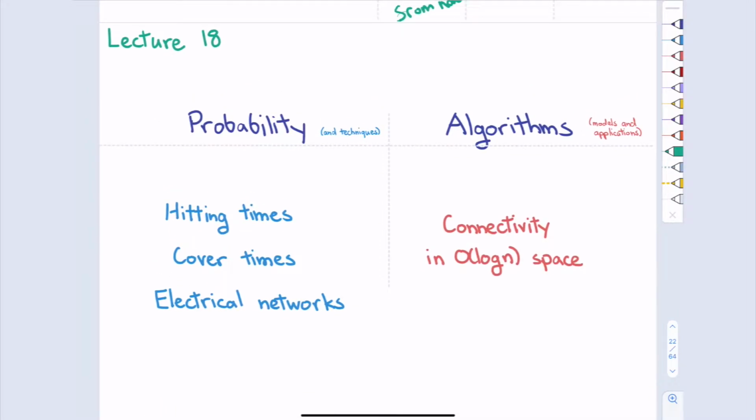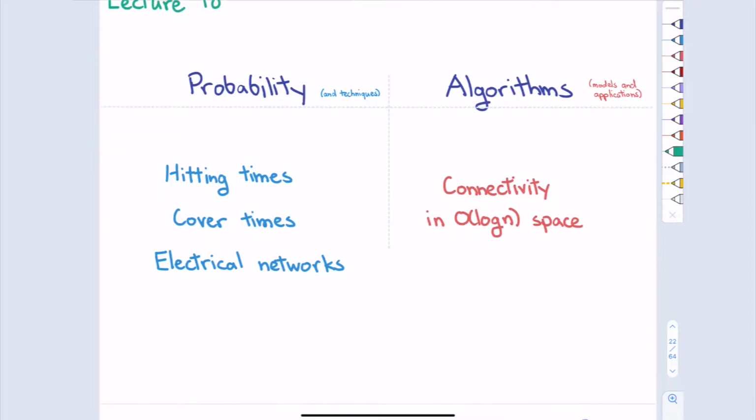So these are the topics of our lecture. We're going to talk about how to do connectivity in log n space with a randomized algorithm, and we're going to be talking about some concepts related to random walks, something called hitting time, and something called cover time. And then this is one of my favorite lectures because it makes such a funny or kind of unexpected connection to electrical networks, which I'll describe, and which have become a more and more important topic within graph algorithms for the past 20 years. Okay, so it's going to be really cool, at least it's cool to me.